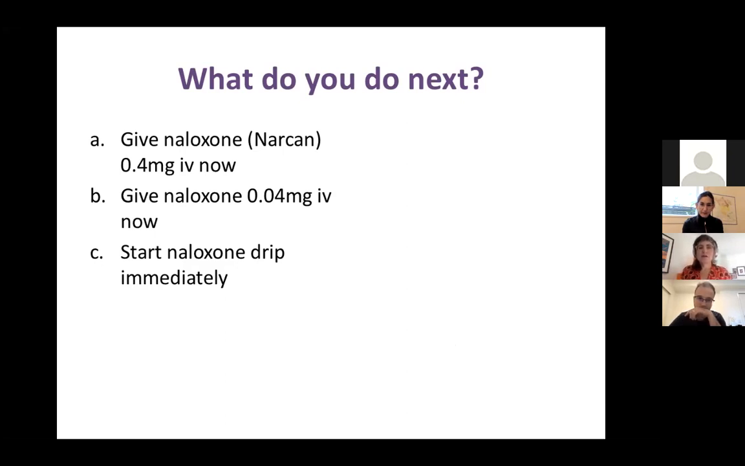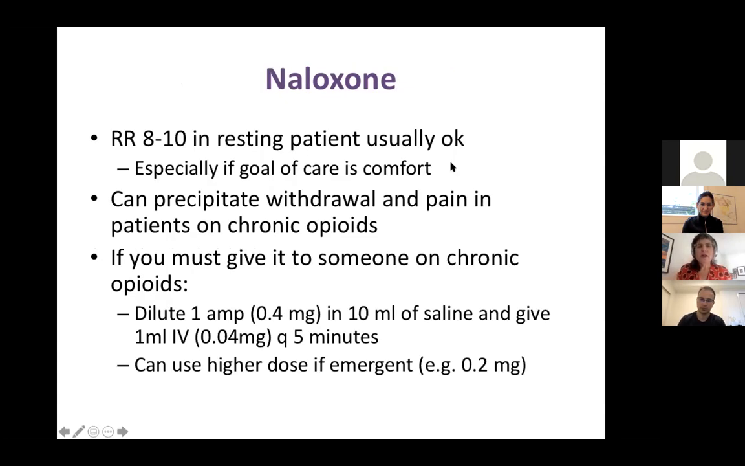Nice. Oh, I like the speed with which these answers are rolling in. Okay, awesome. A few more seconds. Nice. All right, here we go. Okay, and not surprisingly, it's evenly split between 0.4 and 0.04.